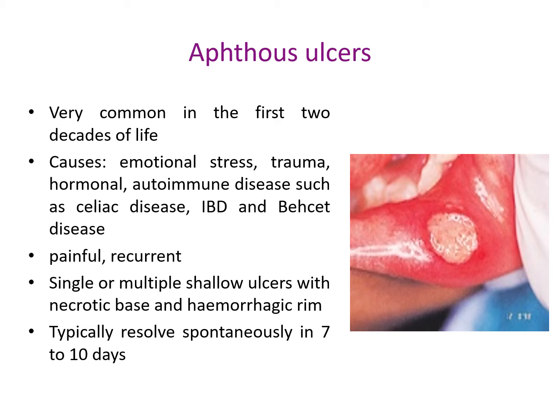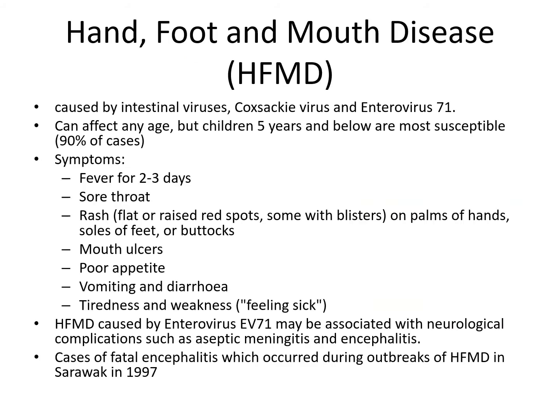It usually displays as a single or multiple shallow ulcers with necrotic base and hemorrhagic rim. These aphthous ulcers typically resolve spontaneously in 7 to 10 days. A common disease in Sarawak is hand, foot and mouth disease, HFMD. It is caused by intestinal virus, Coxsackie virus and enterovirus 71. HFMD can affect any age, but children 5 years and below are most susceptible.